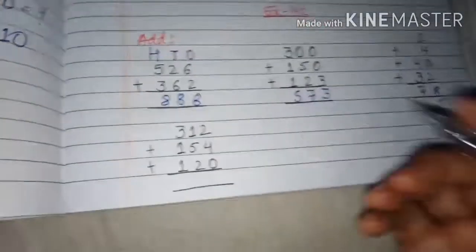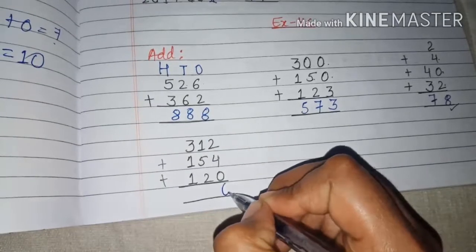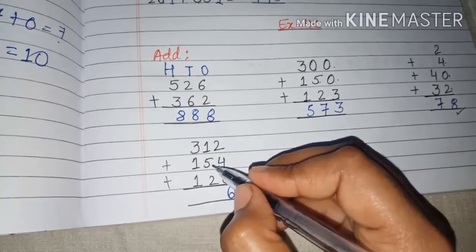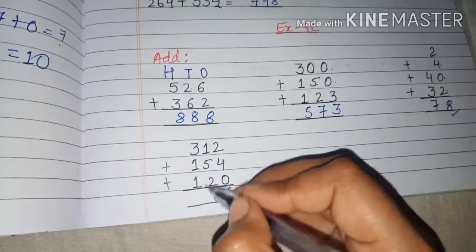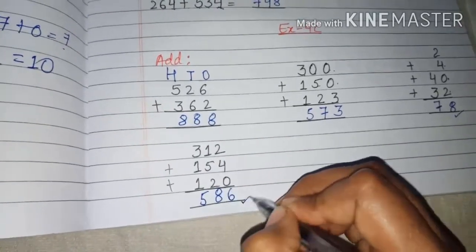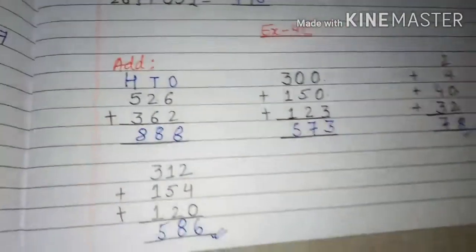Now the next question is 2 plus 4 is 6. 6 plus 0 is 6 only. 1 plus 5 is 6, 6 plus 2 is 8. 3 plus 1 is 4, 4 plus 1 is 5. So this is also very easy. You can do this type of questions also very clearly.